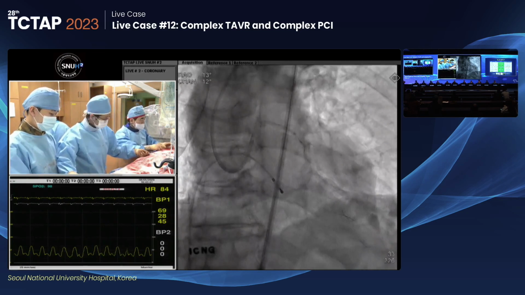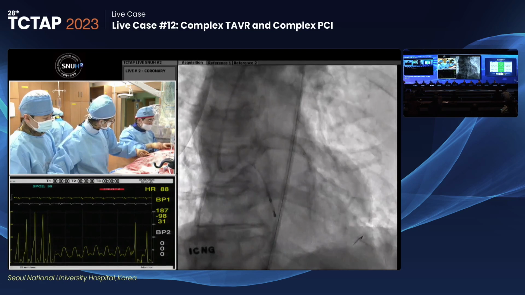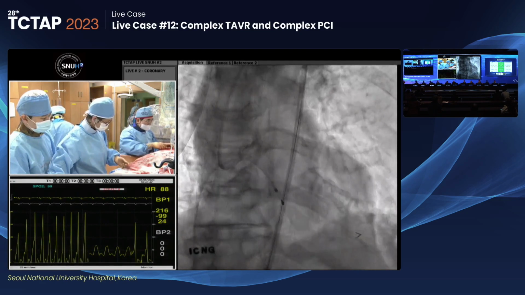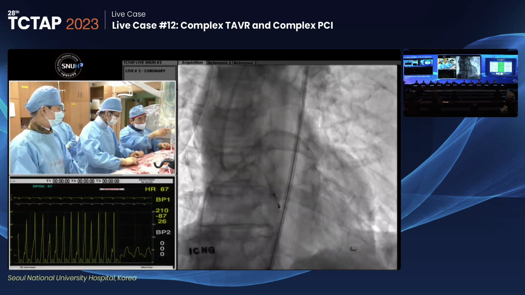Which size balloon is this? Or that's a microcatheter? Okay, we try with the microcatheter. Advance. Okay, go to the microcatheter, as distal as you can.